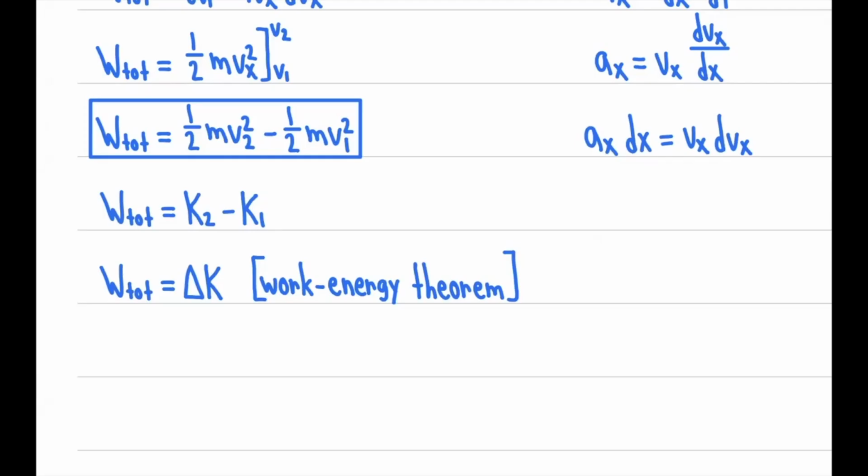Now that we know this, think about work this way. If you accelerate an object to a greater speed by applying a force to the object, you're going to increase the kinetic energy of that object, right? Because v is increasing. And if you decelerate the object to a lesser speed by applying a force, you decrease the kinetic energy of the object, right? Because v went down.